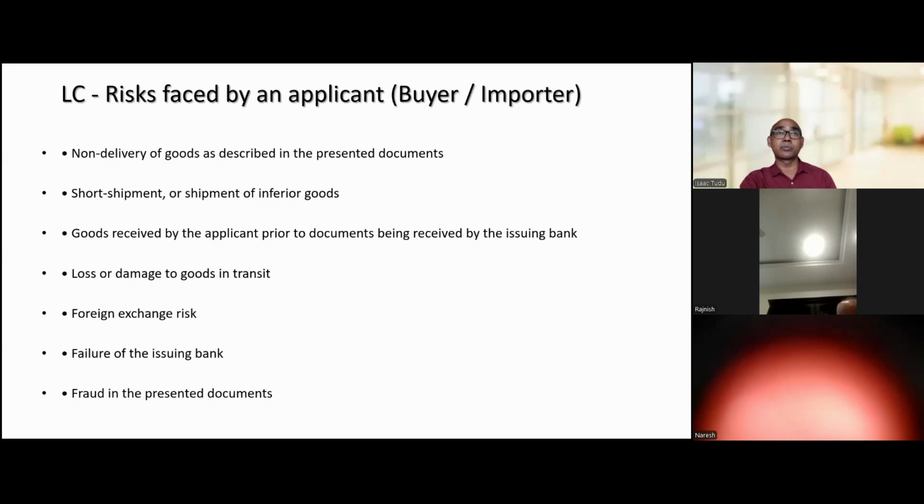Fraud in the presented documents. So this is another issue. Maybe the actual shipment has not been done, only fraudulent documents have been presented, and the bank would say that we are not responsible for the authenticity or genuineness of the LC, right? So documents were as per LC, the exporter has done fraud, documents are presented without doing the shipment. What to do? They have been honored, documents are complied. So that risk is there with the importer, because banks deal only with the documents, not with the goods, right?